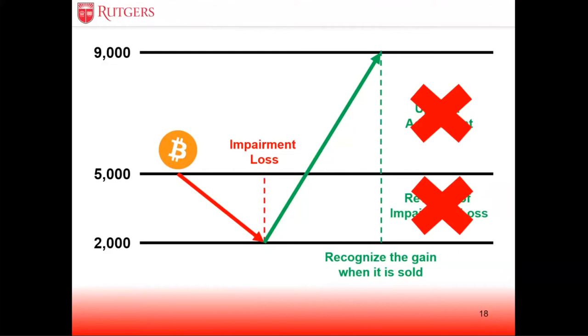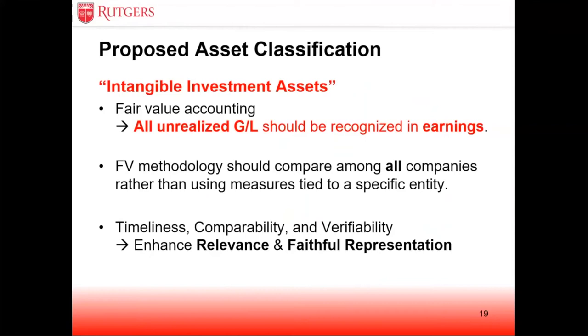So the proposed asset classification for cryptocurrencies in our paper is called intangible investment assets. The essence of this classification is that these cryptocurrencies should be valued using full fair value accounting. It means that all unrealized holding gains or losses should be recognized immediately in current earnings on the income statement. So that's our argument. That's the first part of our research.